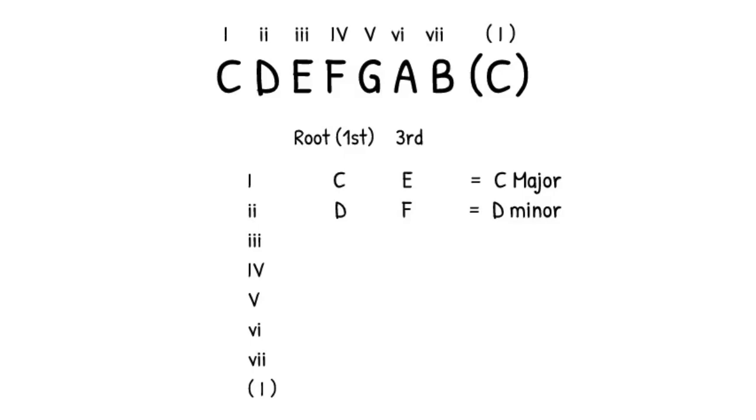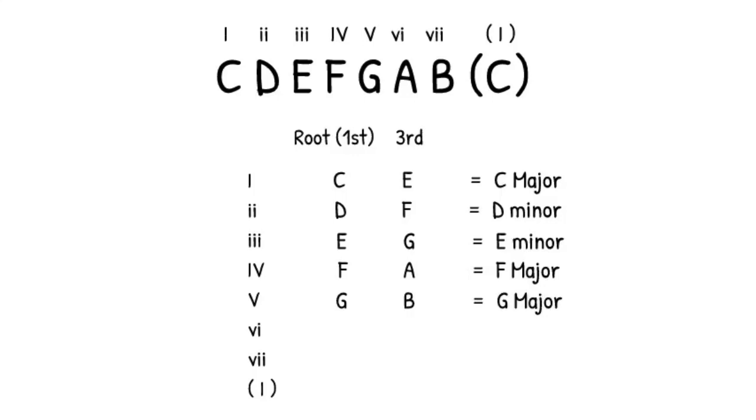Okay, so we have C and E, D and F. Let's do one more, and we'll do E. That now becomes the root, the 1, and a third above that is G. We call that playing in thirds. If you've ever heard anyone talking about playing a scale in thirds, that's what they're talking about. It's playing every second note and moving up the scale. It's called playing in thirds.